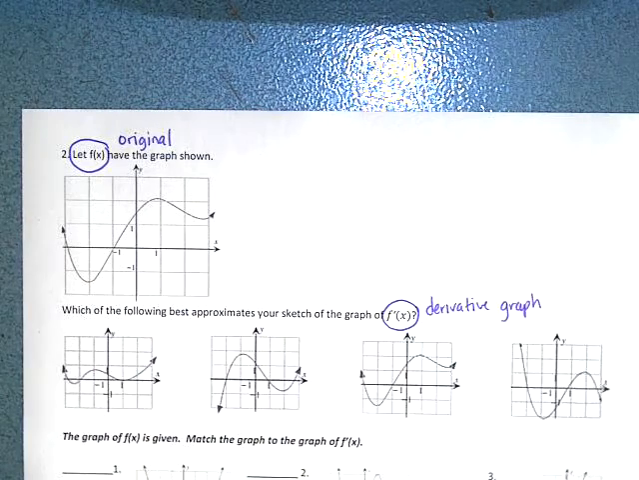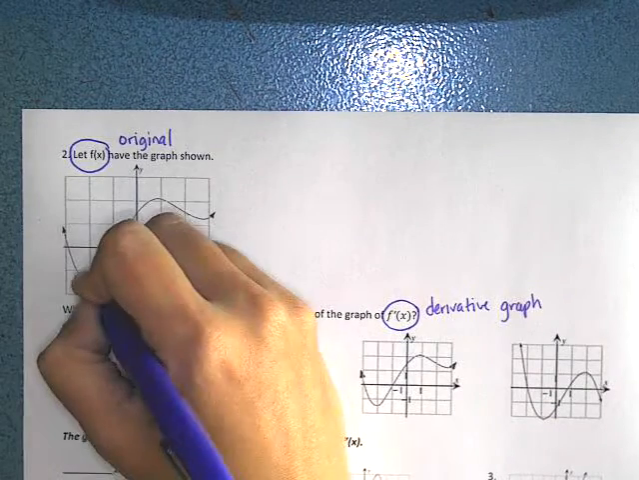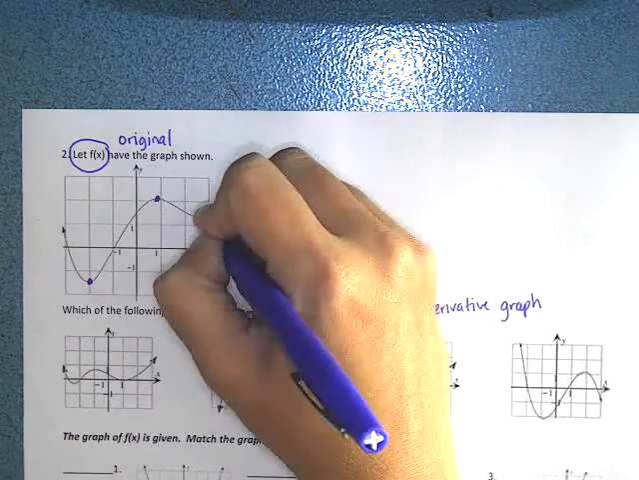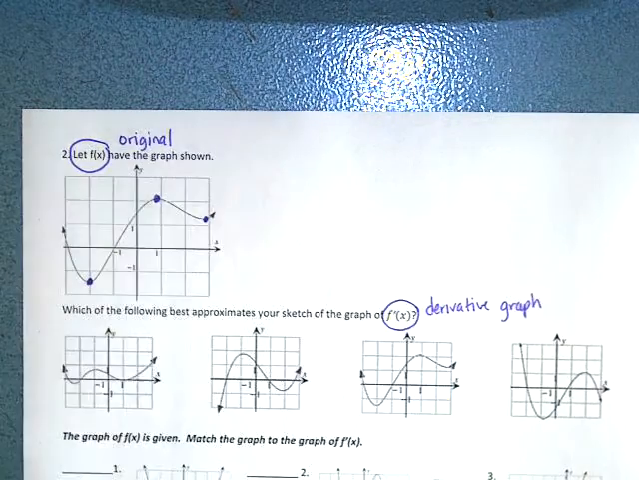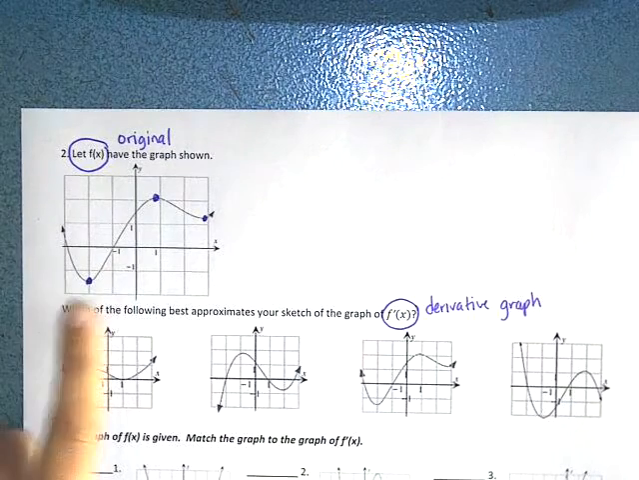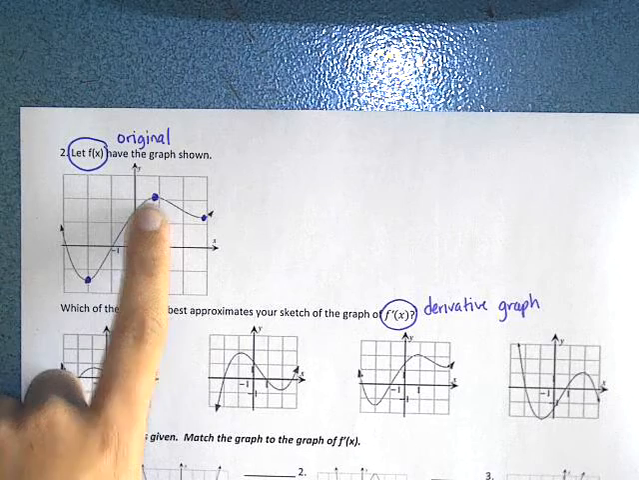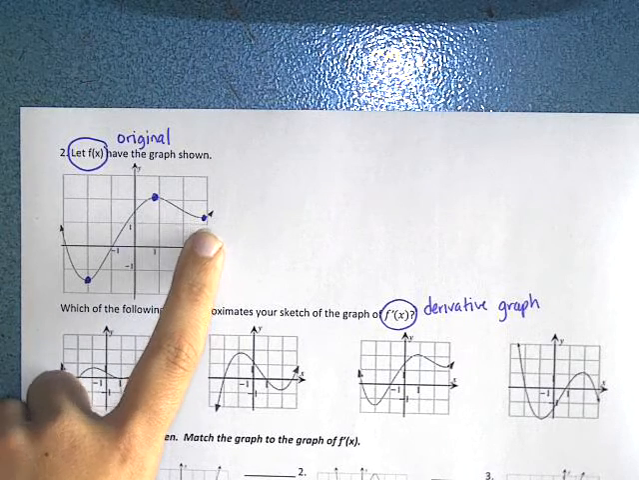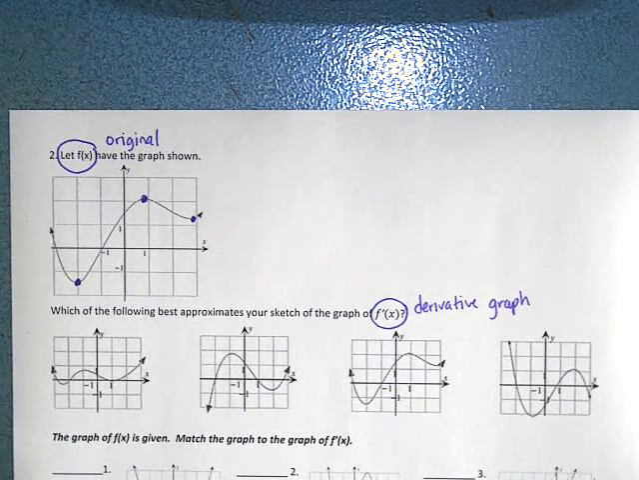So how do you play the game? How do you play the matching game? The first thing I'm going to look for on the original are places where the graph has a maximum or a minimum. Now I've identified 3 places by putting points there where this graph has a minimum or a maximum. And do you see the little arrow turns around and points back up again at the end here? That would be another minimum. Those are places where there should be x-intercepts on the graph of the derivative.